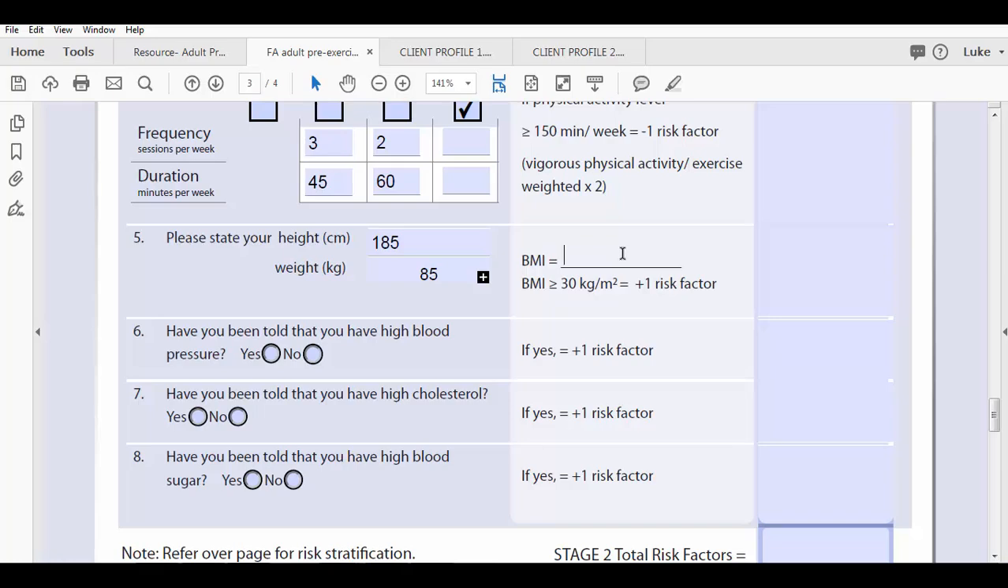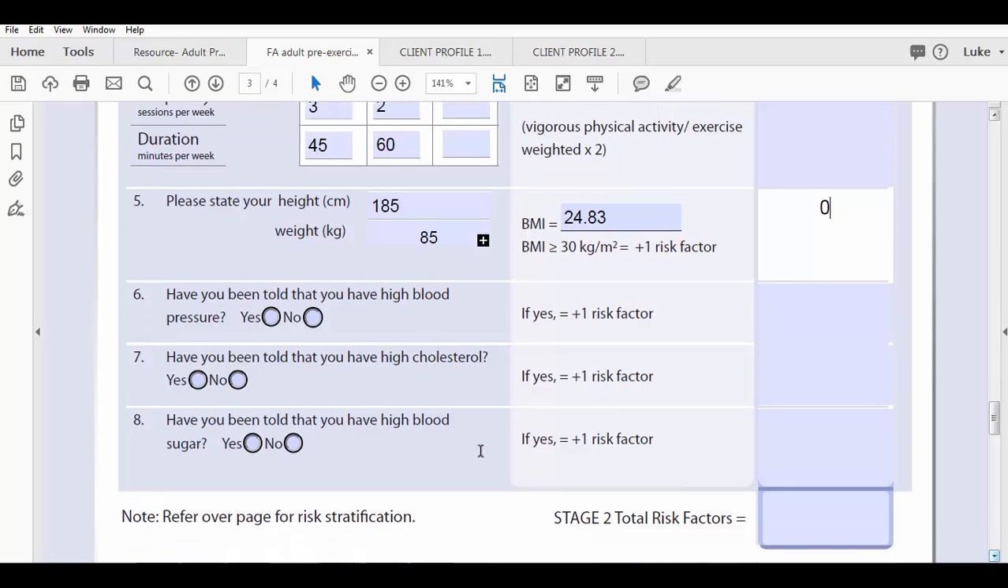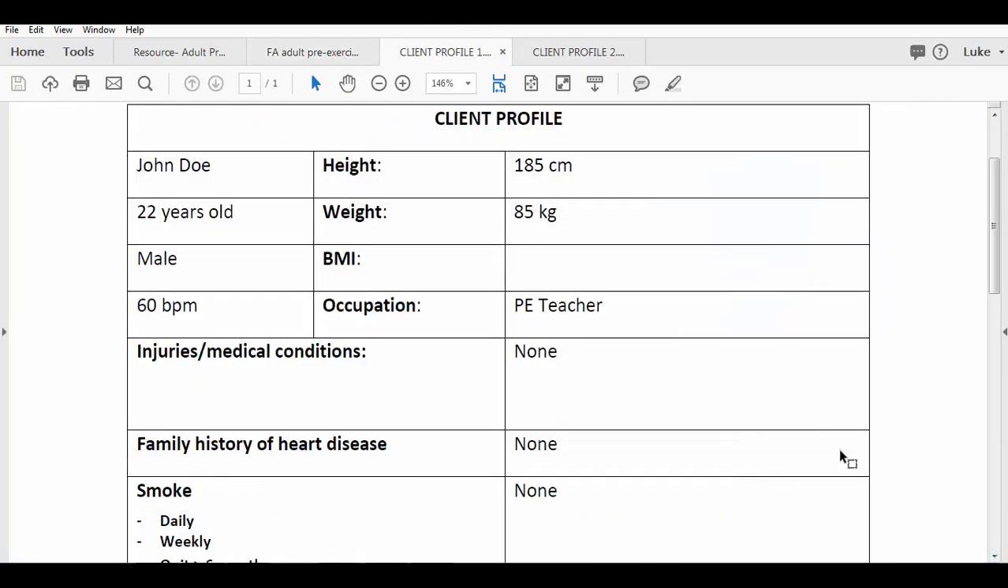3.4225. We then go 85 divided by 3.4225, and we get a score of 24.83. Now, in terms of an overall score, that's less than 30, so this person will get a 0 for their BMI score.